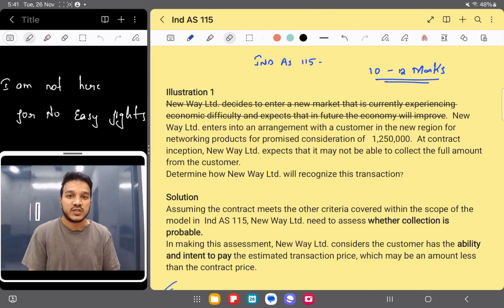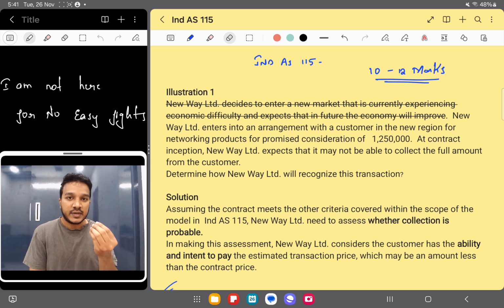So in this video we are going to study Ind AS 115 step 1. Along with concepts we are also going to do questions, because that's the best way of learning Ind AS 115. If you only see concepts, you cannot retain them for a longer period, and you will also understand it better once you do the questions.